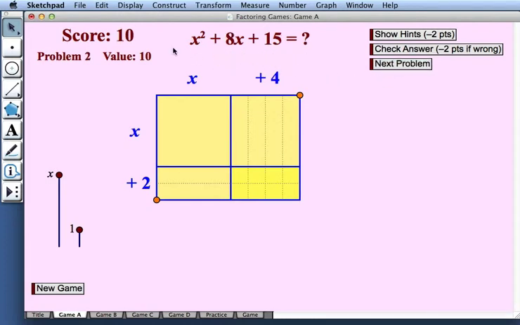And I got it correct, and I received a score of 10. And now I'm on to problem 2, which also has a value of 10. I received 10 problems altogether for a total possible score of 100.